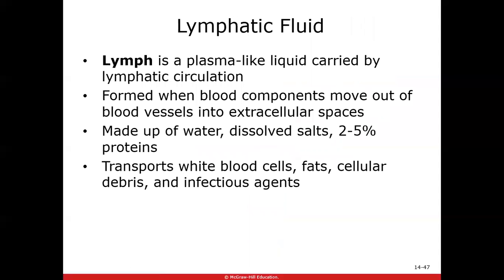So lymph is a plasma-like liquid carried by the lymphatic circulation. So like the plasma portion of the whole blood is a lot like lymph. And so it's formed when blood components move out of blood vessels into extracellular space. It's made up of water, dissolved salts, and 2 to 5% protein. Transports white blood cells, fats, cellular debris, and infectious agents.